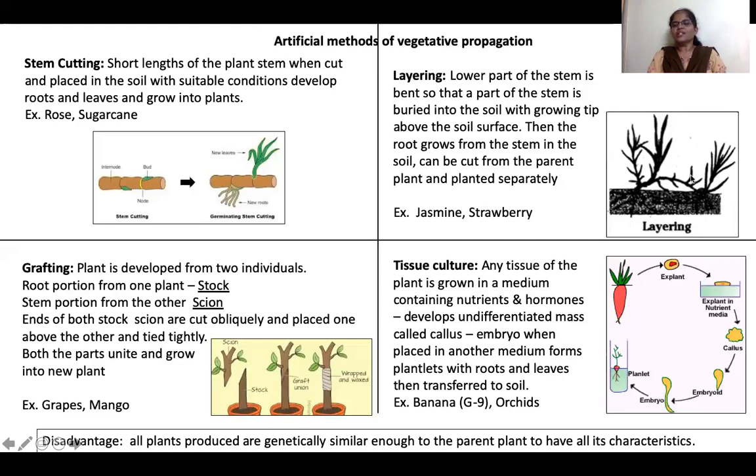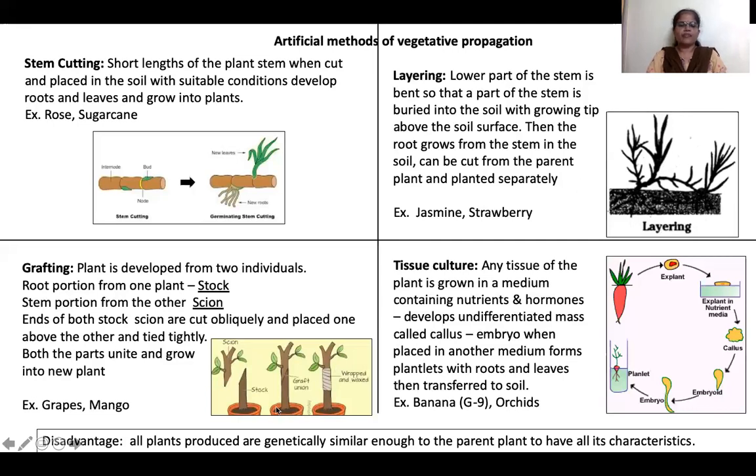Okay, this is done by layering. Jasmine and strawberry can be grown with this type of vegetative propagation. Third type is grafting. Grafting means it is done with two plants, two individuals, whereas in cuttings we took one stem, one cutting, from a single plant.